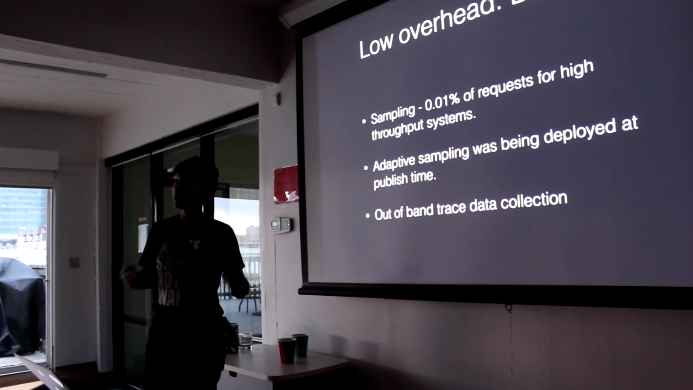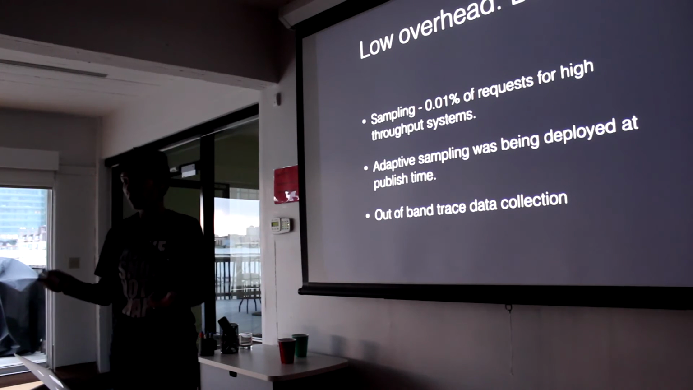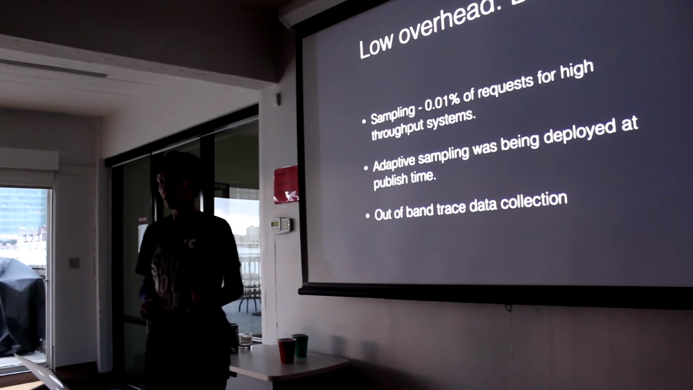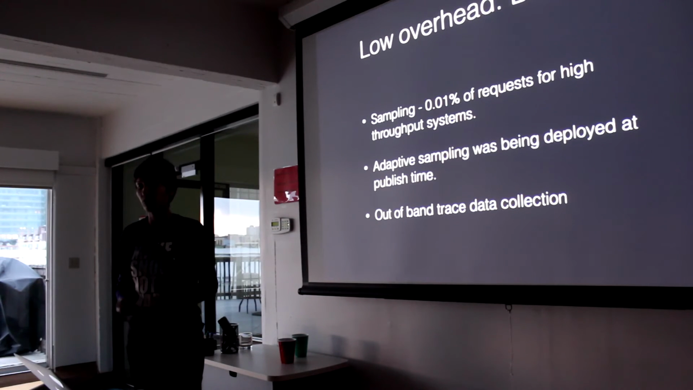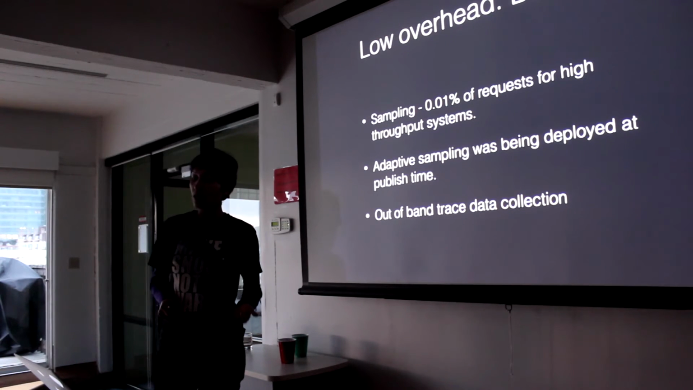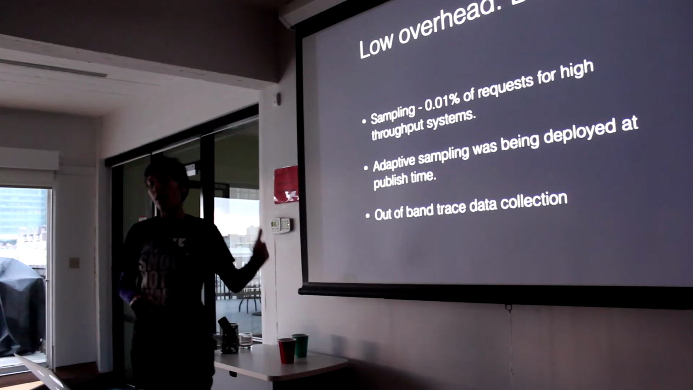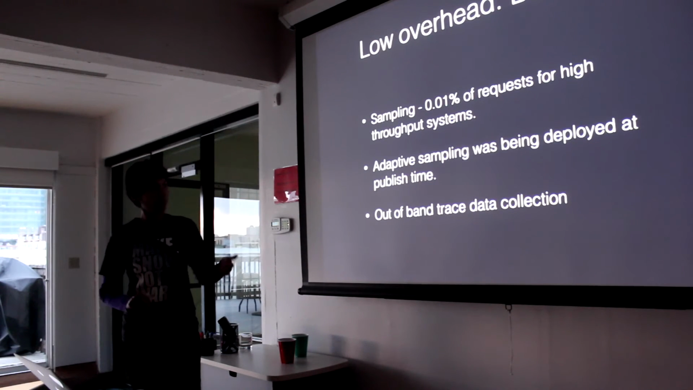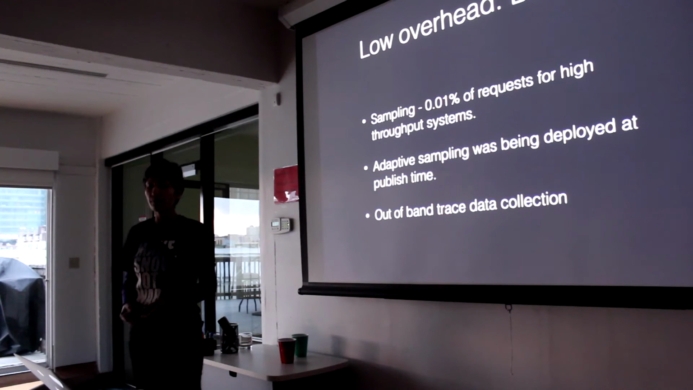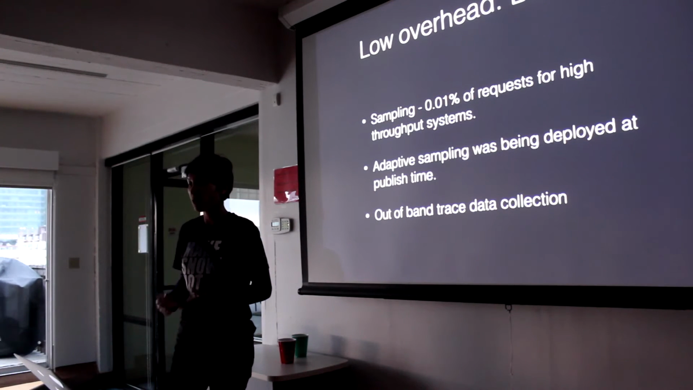So you want a good enough portion, and that depends on every company what you want to set it to, but the idea is not to set it very high if you have a high throughput system. They also did something called adaptive sampling, and that was published in the paper, but it was being deployed at the time, so I don't know what the end result was.